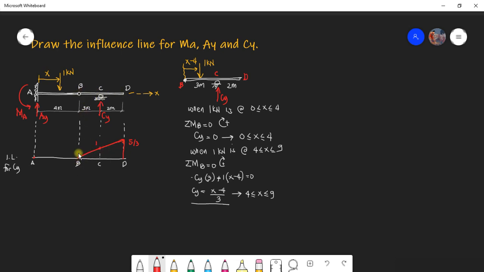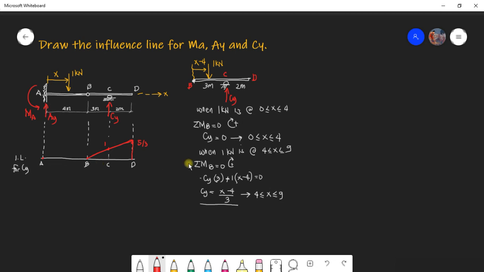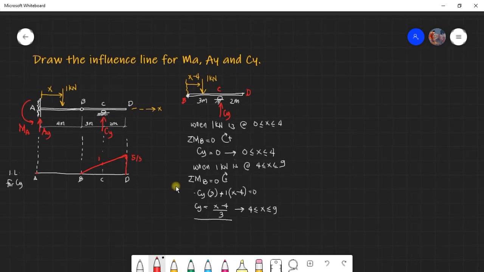So, linear lang yan. So, pag nakuha mo itong 1, pwede ka nang mag-interpolate. Okay? But makuha naman natin yung equation. Kaya nga, line lang to kasi nga influence line. Okay? So, the equation is only linear. Okay, so yan. So, okay na tayo sa CY. Okay, so yan na yung CY.